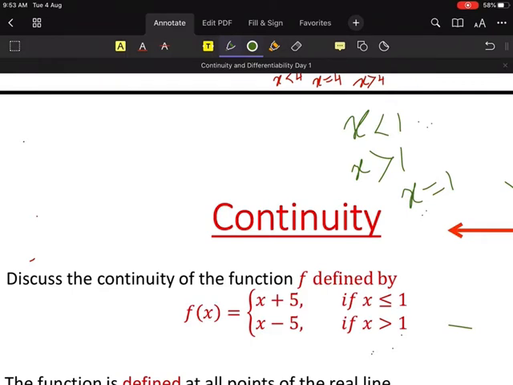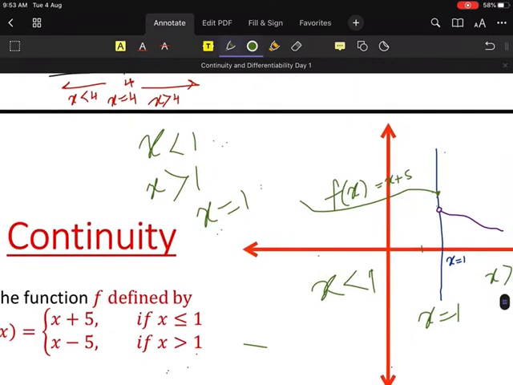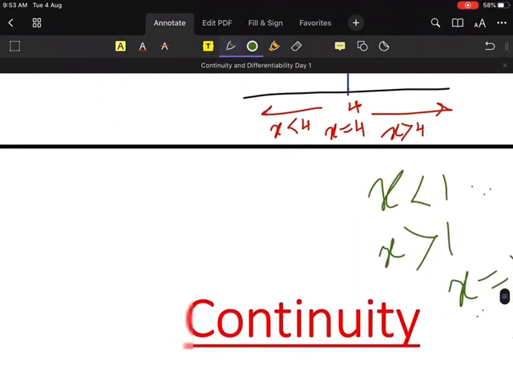I will check one by one. First, x less than 1, I will check whether it's continuous or not. At x greater than 1, whether it's continuous or not. And then I will check for x equal to 1, whether it's continuous or not. After checking all these 3, then I can say that the function is continuous for all values of x. Everyone clear? Because this is an important thing which you need to learn.